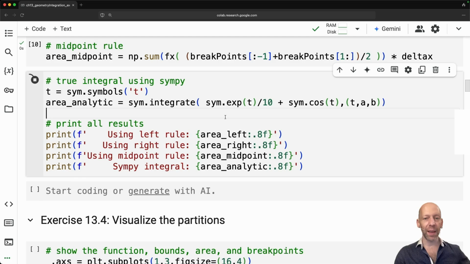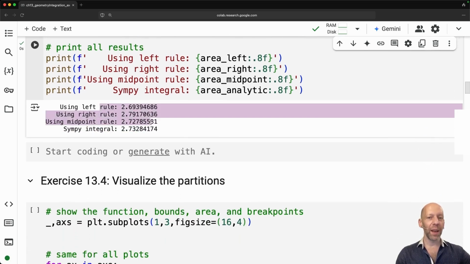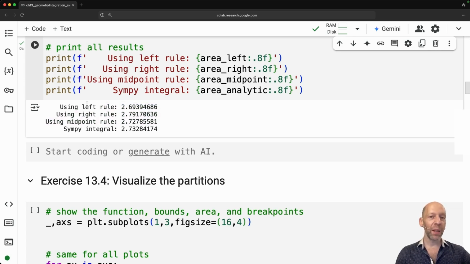All right, and then the main thing I want to say here is that all of these approximations are reasonably good. Some of them are closer to the SymPy analytic calculation. Some of them are a little bit further away. It looks like using the left rule is the least accurate. It looks like it's further. Yeah, it's a little bit of an underestimate.